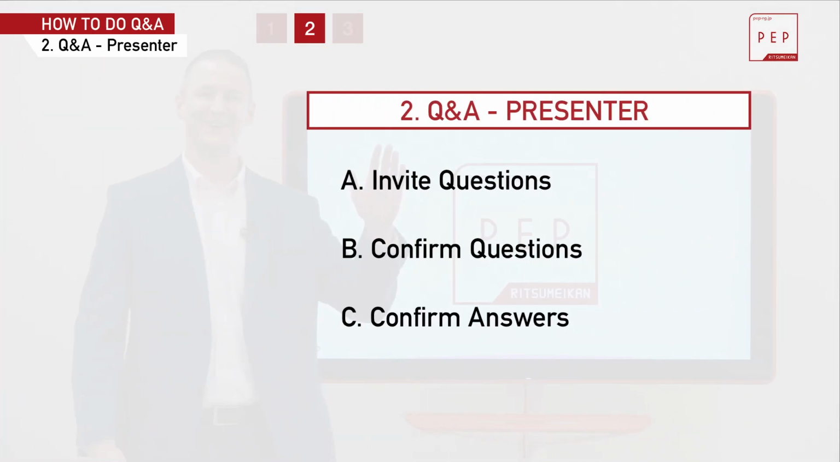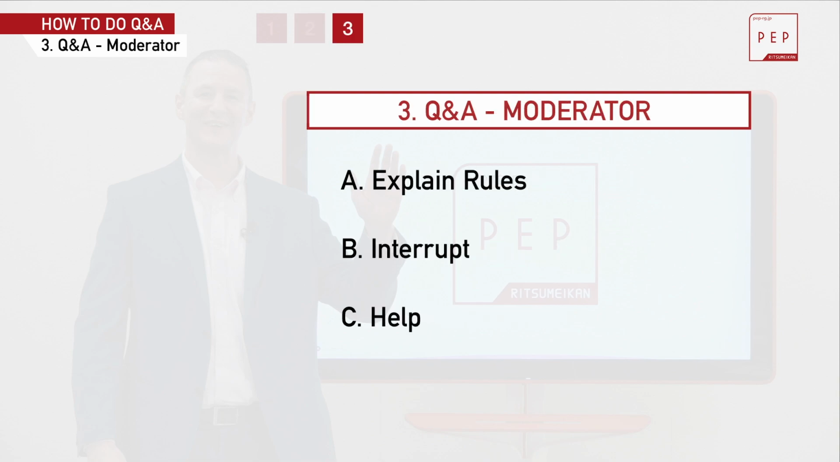Remember to invite questions from the audience, confirm those questions, and confirm that you answered the question fully. Let's move on to being a moderator. As a moderator, it is important to explain the Q&A rules, interrupt sometimes, and help the presenter and the audience communicate. For example, sometimes you must act like a presenter, inviting questions. Other times you must act like an audience member and ask questions.